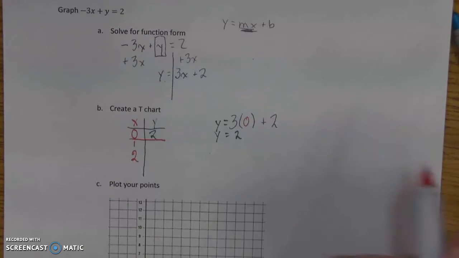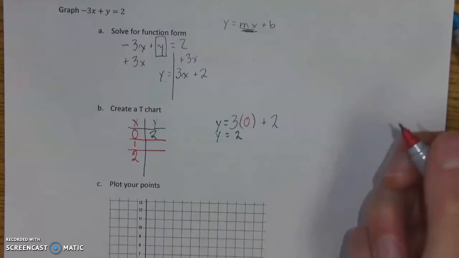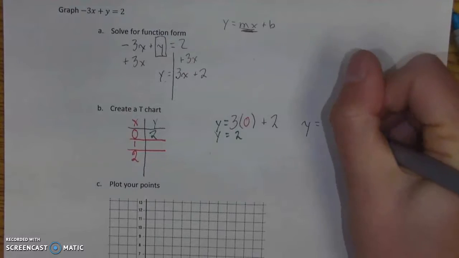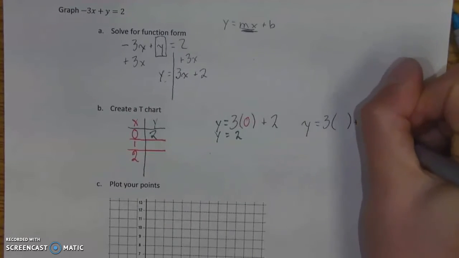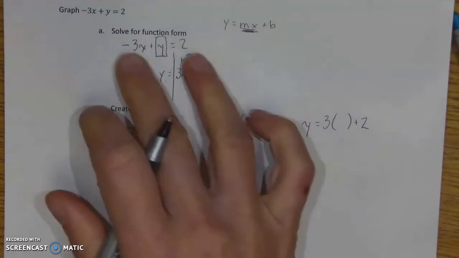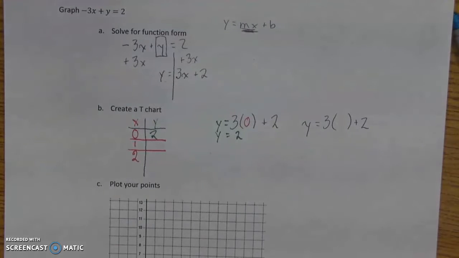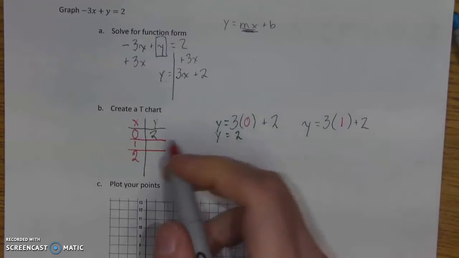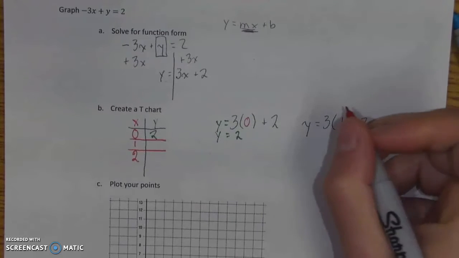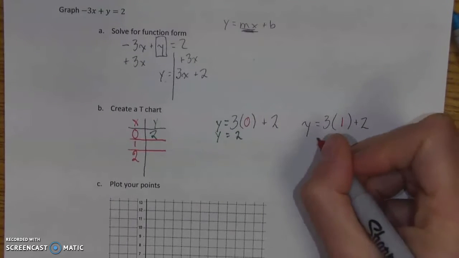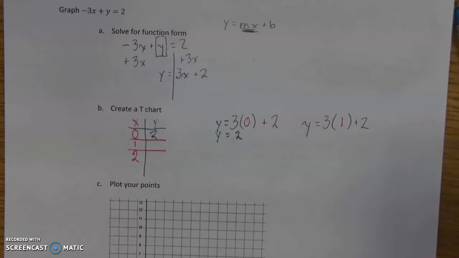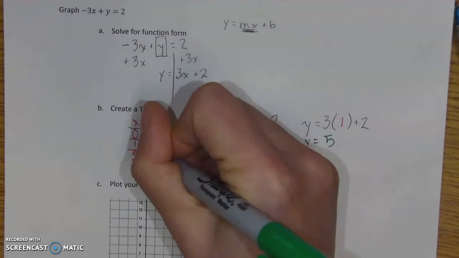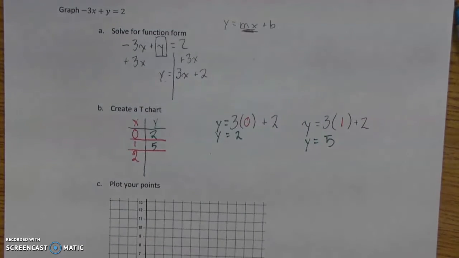Let's find another point. So again, I'm going to take my original formula, y equals 3 times whatever x is plus 2. And again, I'm returning each time to that formula. And I'm going to put in the x value that I want to work with. And I want to work with 1, because that's what I have in my T-chart. And that's going to give me 3 plus 2 is equal to y. Therefore, y is equal to 5. So when x is 1, y equals 5.